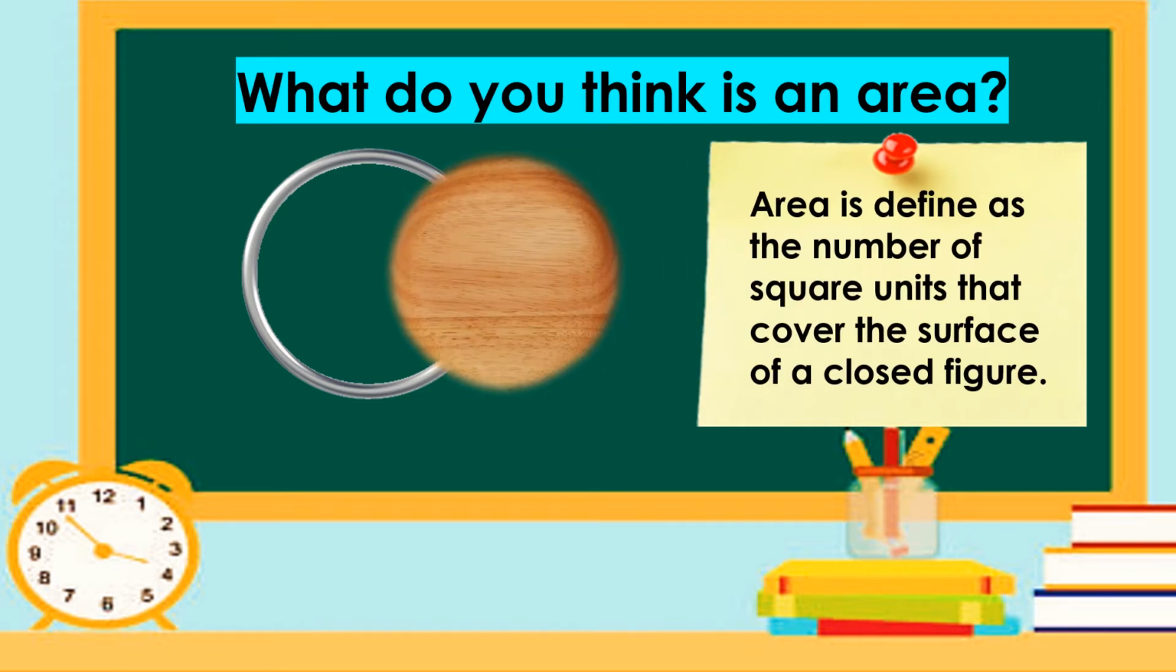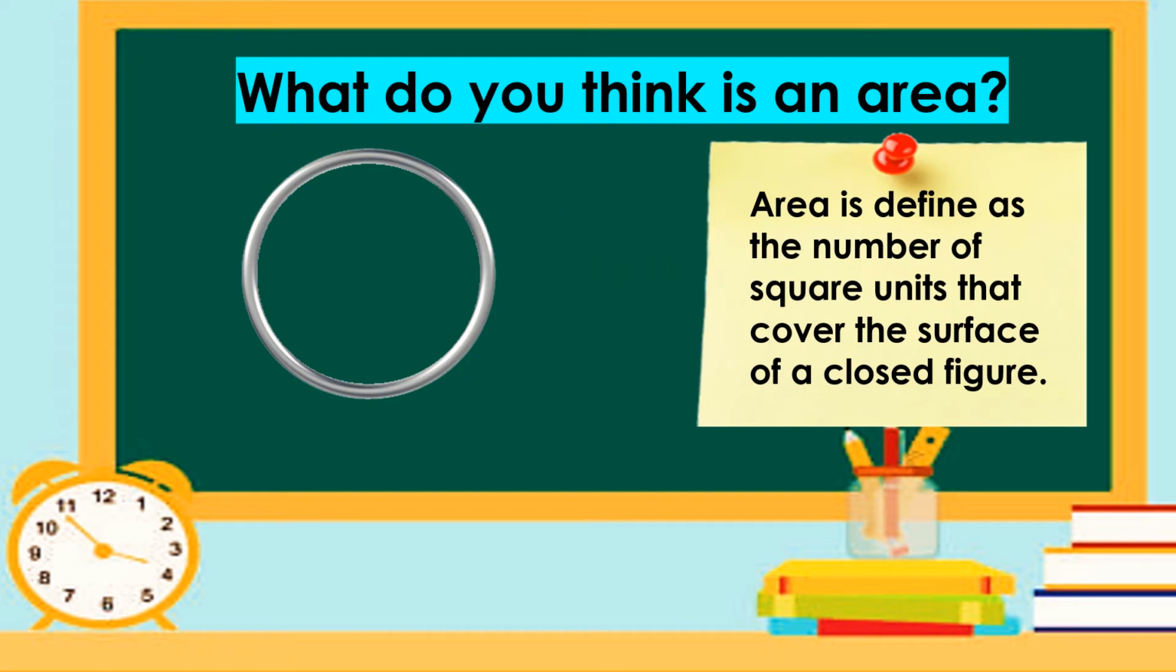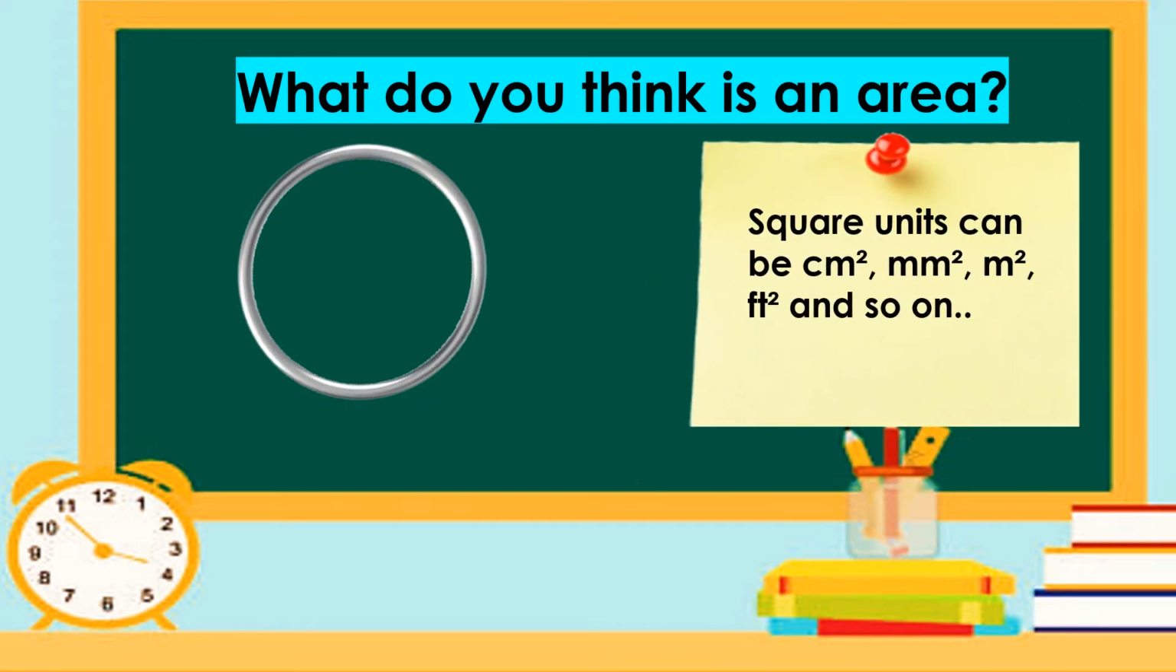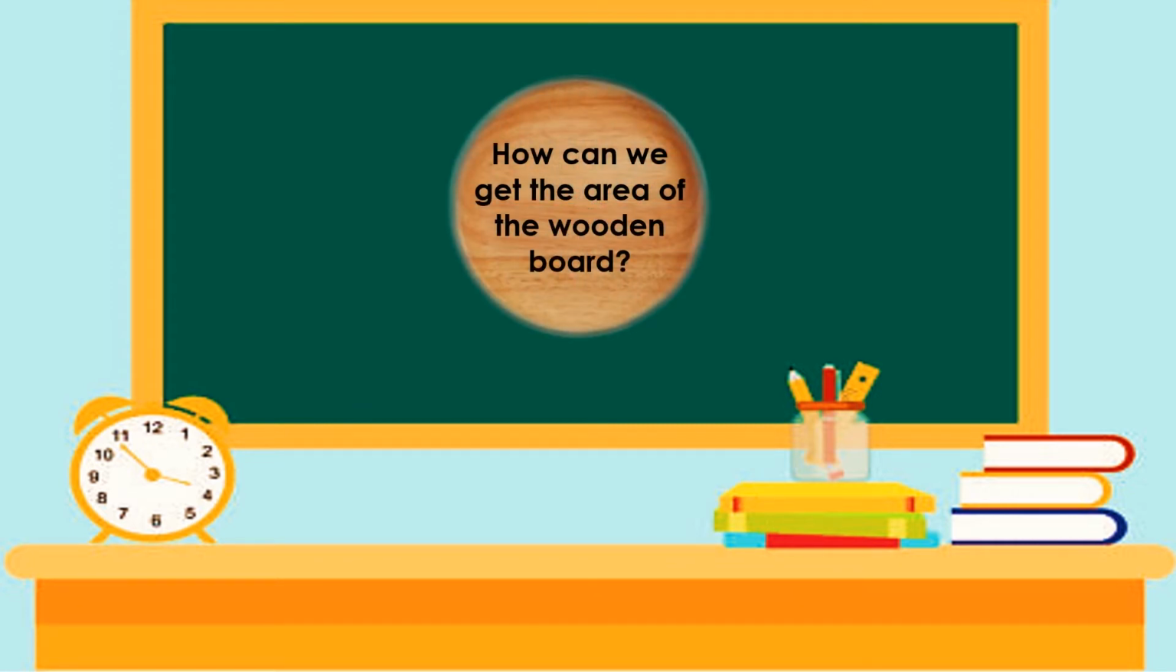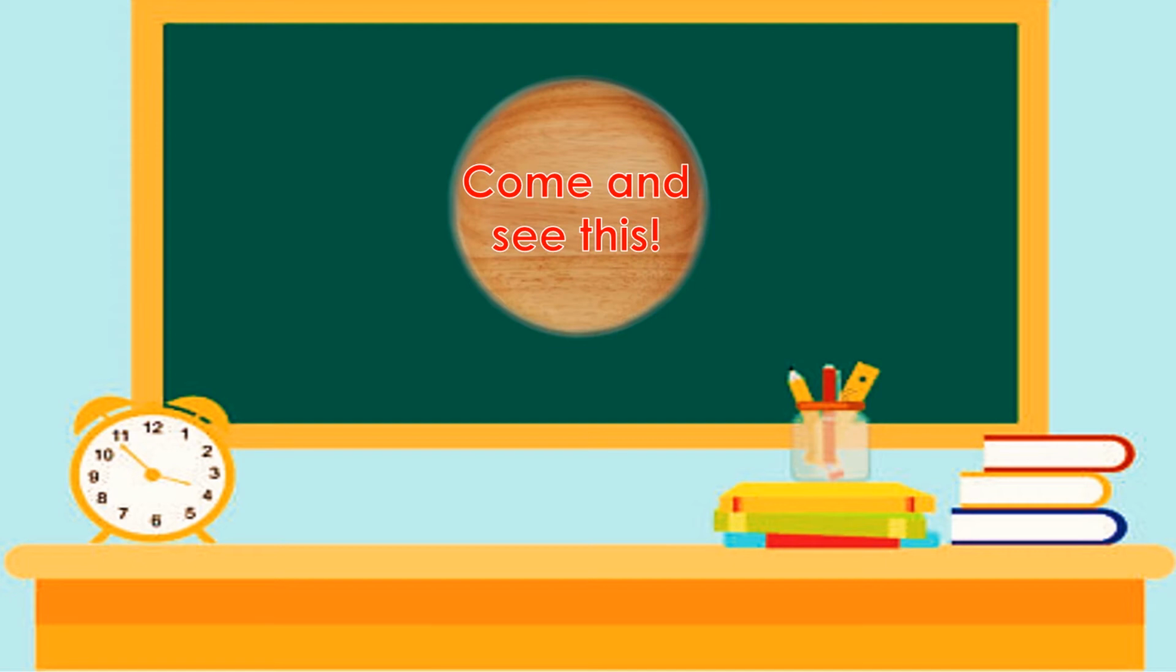Area is defined as the number of square units that cover the surface of a closed figure. Square units can be square centimeter, square millimeter, square meter, square feet, and so on. What do you think is the area of the wooden board? How can we get the area of the wooden board? Come and see this.